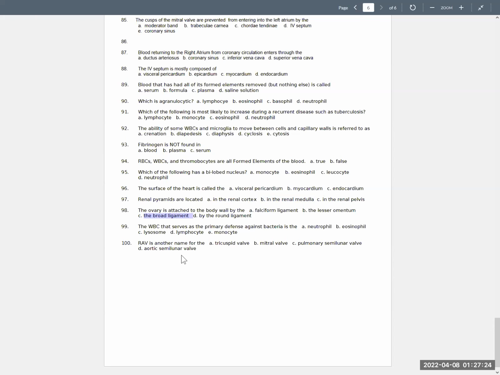99, the white blood cell that serves as the primary defense against bacteria for all of us. That's neutrophil, the one with the multiple nuclear lobes.